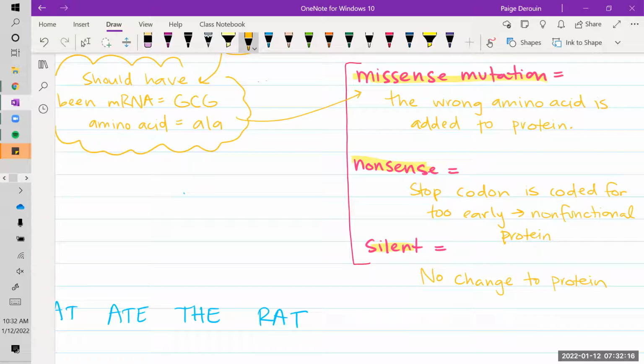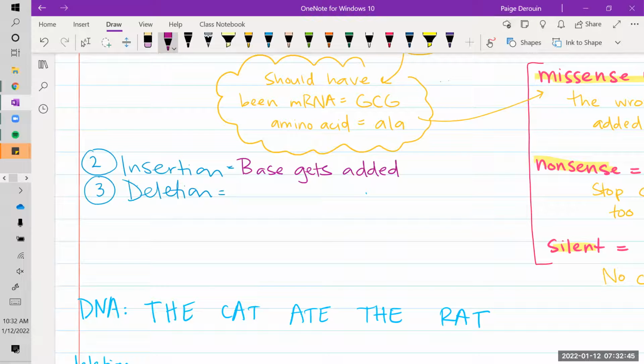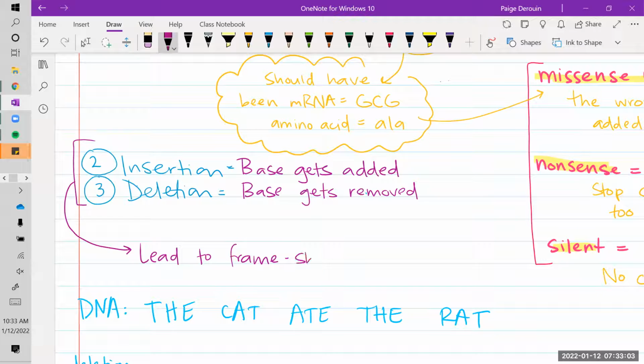All right, that's substitutions. Now we're going to talk about what happens if you either add in a base or you take out a base. So are you ready? Just scroll back to the side and you're going to see insertion and deletion. Insertion is inserting, so a base gets added. Deletion is deleting, so a base gets removed. Both of these types of mutations lead to something called a frame shift, and we'll talk about what that means.